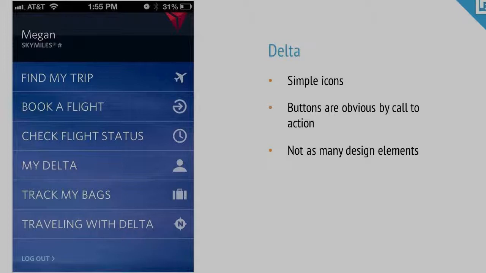But I looked at the Delta iPhone app, and they actually have a much simpler layout, simpler icons. And the buttons are obvious because they're calls to action. They didn't need to create a button-looking button because Find My Trip and Book a Flight are very self-explanatory. And because I am on an iPhone app, I know that I'm going to touch something. So they really did a better job here because there are not as many design elements.